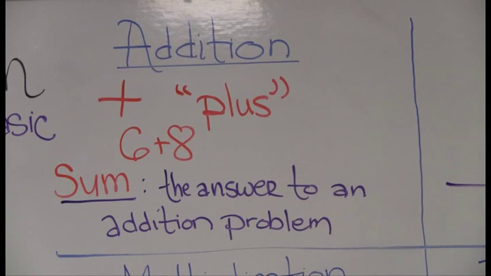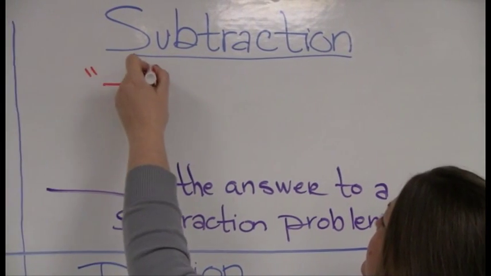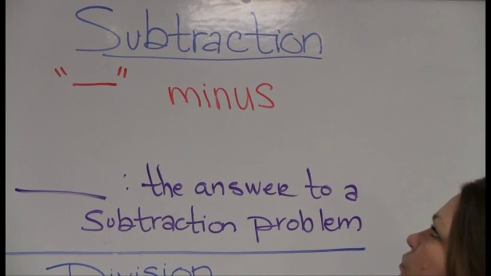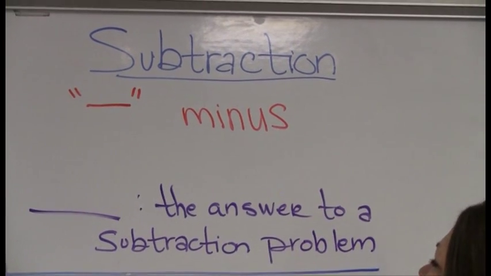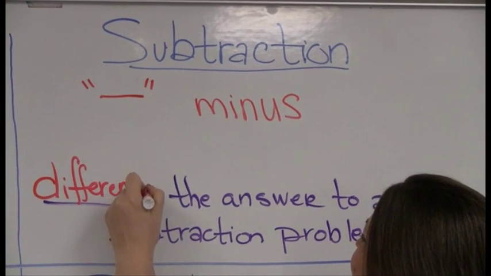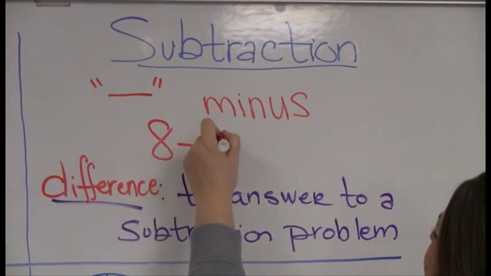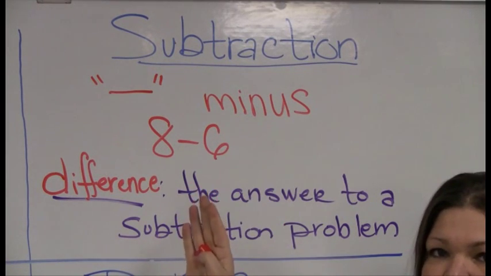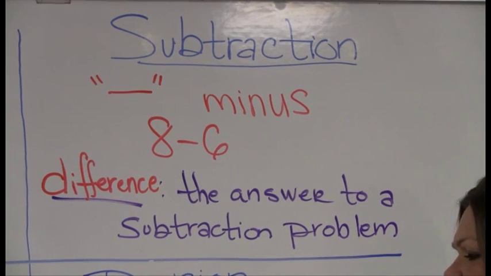Okay? So now subtraction, again, I'm sure you're probably used to that minus sign. We read that as minus. The technical math word for a subtraction problem is the difference. The difference is the answer to a subtraction problem. So, once again, I could read this as 8 minus 6, or I can read this as the difference between 8 and 6. The difference between 8 and 6.